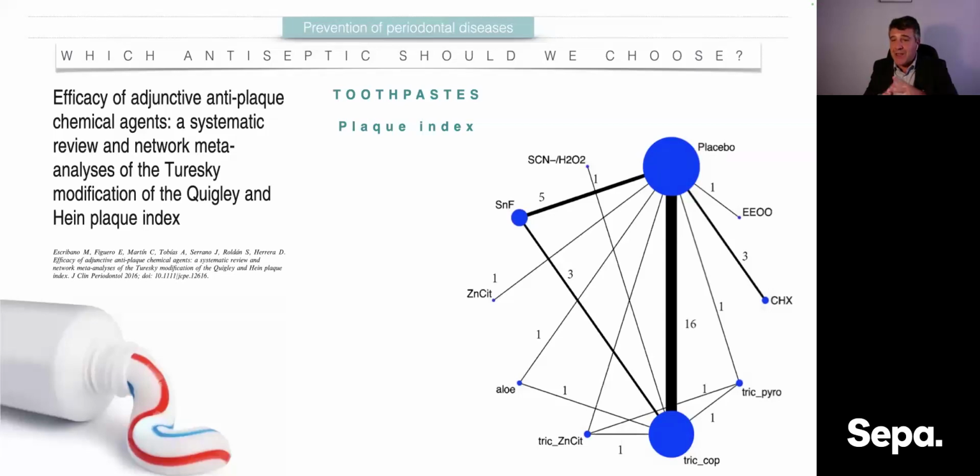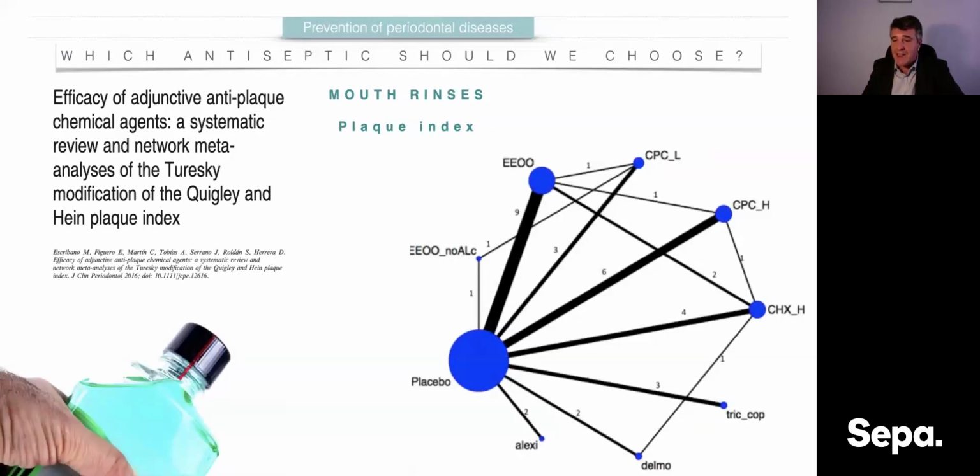And this is what is depicted in this figure, showing the differences between triclosan copolymer and the placebo, between stannous fluoride and the placebo, and then the inferred difference between stannous fluoride and triclosan copolymer toothpaste. This is with the plaque index, the Turesky plaque index, for toothpaste, and we see 2 products that we have already mentioned, dentifrices, toothpaste with stannous fluoride and triclosan copolymer. And if we move to the mouth rinses here, we clearly see that the efficacy is higher for essential oils, acetylpyridinium chloride, and chlorhexidine mouth rinses.